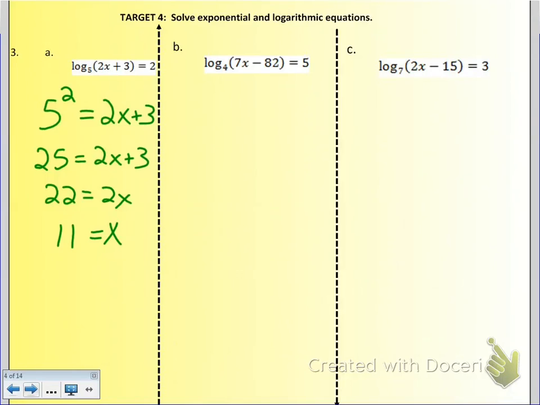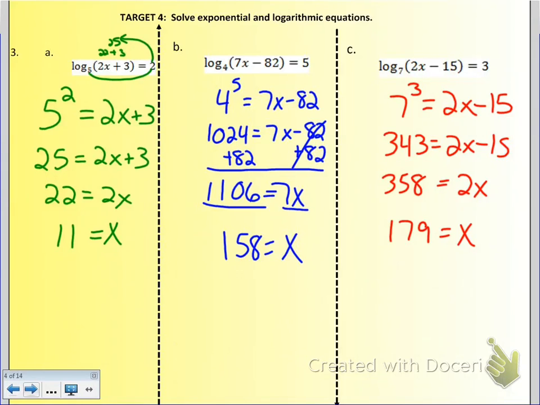But let's go back and check, because we learned our lesson on the last problem. We need to go back and check them. So plugging in 11, 2 times 11 is 22, plus 3 is 25, so it's positive, we're all good. And then we check, 5 squared is 25, so we are good to go with this one. Okay, try the next two on your own, come back and check your solutions.